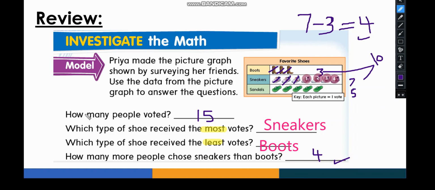Okay, what did we learn today from here? That most means more, and the least means little or smallest. How do I get the difference between them? I take the big one and subtract the smallest one from it. Okay, you got it? Let's continue.